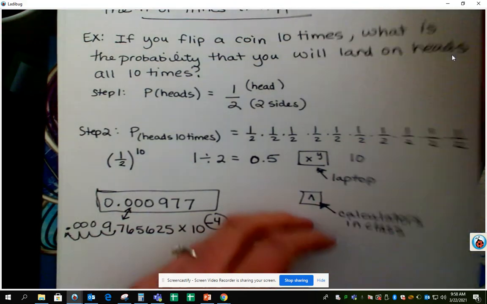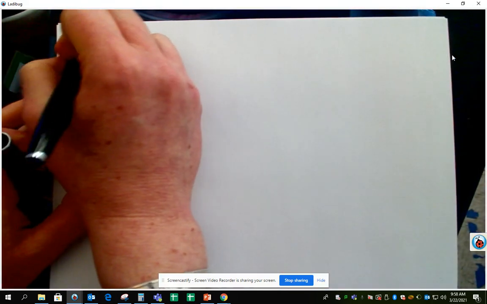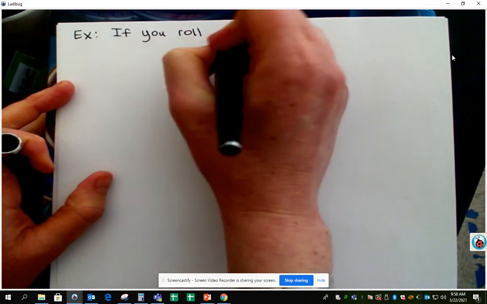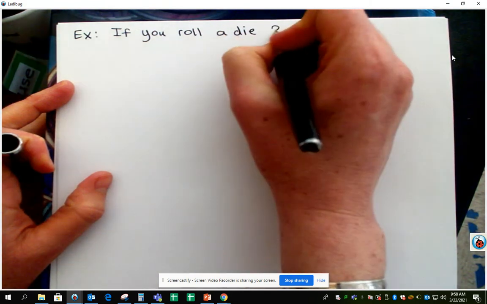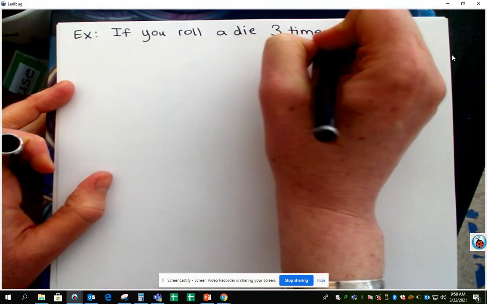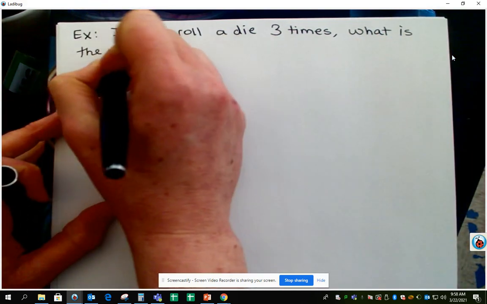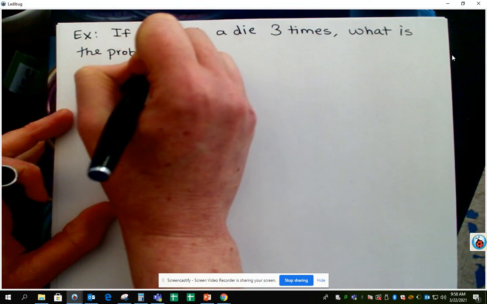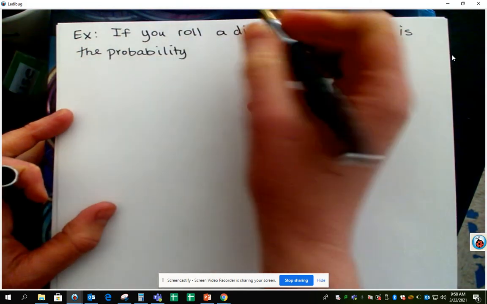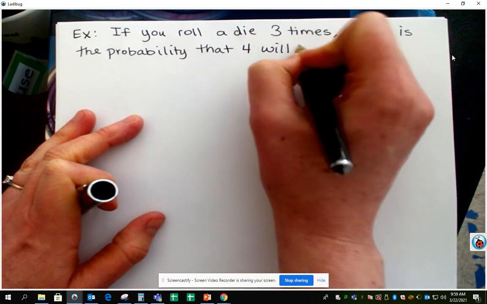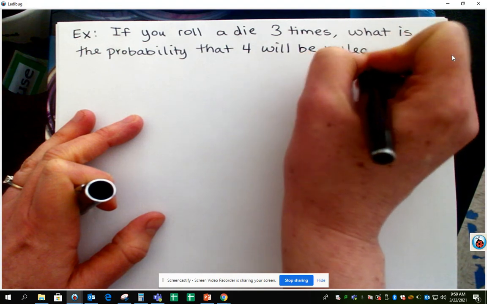All right, so let's do some other examples, and we'll use the laptop computer just so it's less confusing from here. Example: if you roll a die three times, what is the probability that a 4 will be rolled all 3 times?